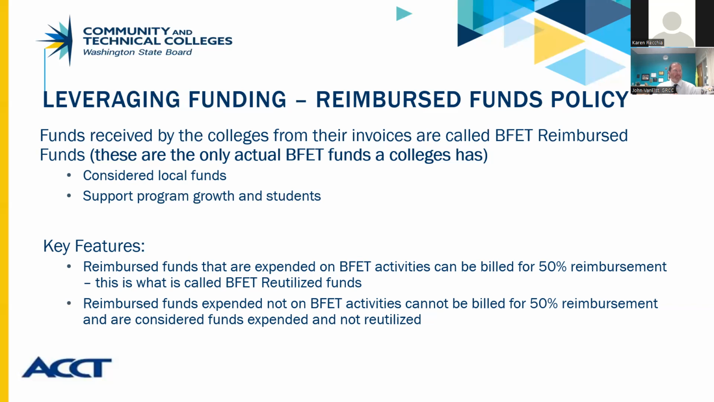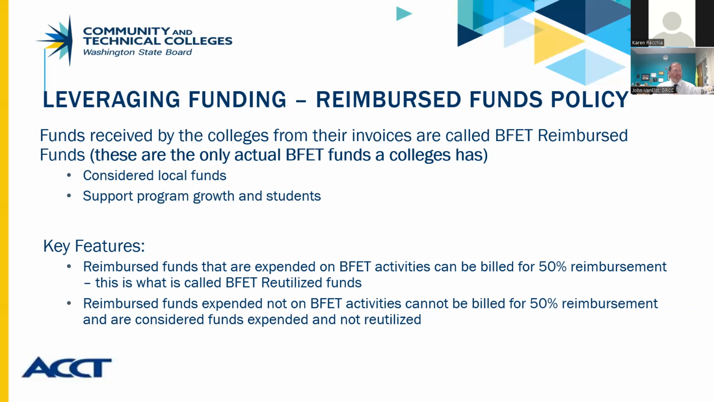With the leveraging of funds in the reimbursed funds policy, it's really critical to know that all your reimbursed funds are considered local, and they should be used to support program growth and support students' needs. When they're considered local, they can be expended on all sorts of different program activities and then reimbursed for again, which is called reutilization. So the key feature is just understanding that your 50% drawdown, those reimbursed funds, can be expended on your SNAP E&T related activities and billed for again for a 50% reimbursement. That's where we coin the term BFET reutilization.